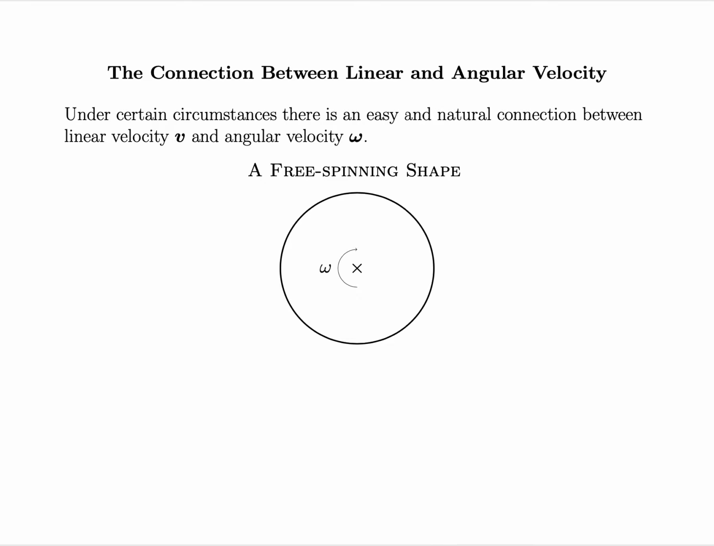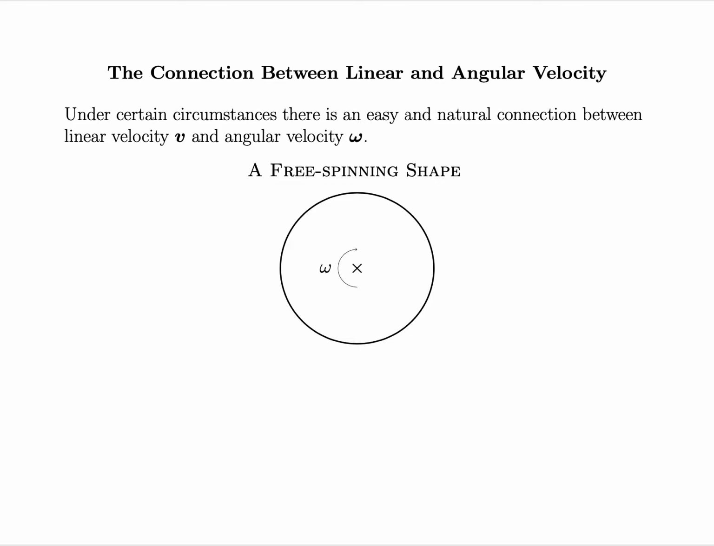In this short video, I want to capture the essence of the first part of section 9.3, which discusses and gives examples of the connection between linear velocity and angular velocity. The fact is that under certain circumstances, there is an easy and natural connection between these two variables.